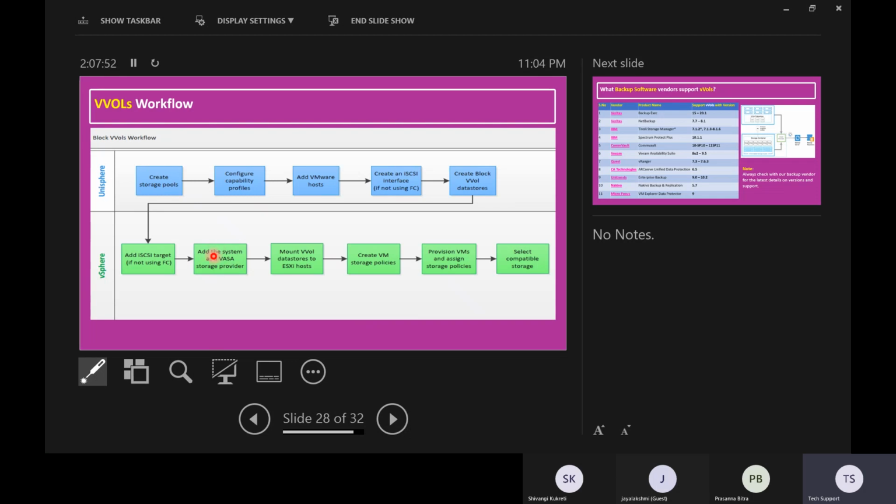Earlier I showed you from the vCenter console, from the plugins tab, we need to add this VASA provider plugin. Once we add the VASA provider plugin, we mount the vVol data store to the ESXi host. So how can we add it? Just go to the data store tab, create data store, and you can choose the data store type as vVol.